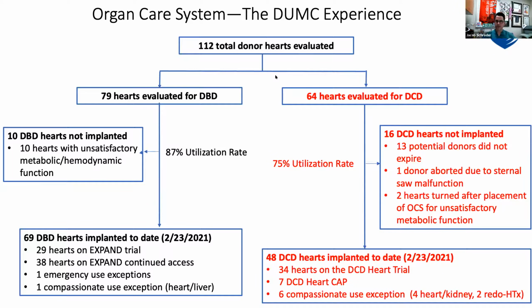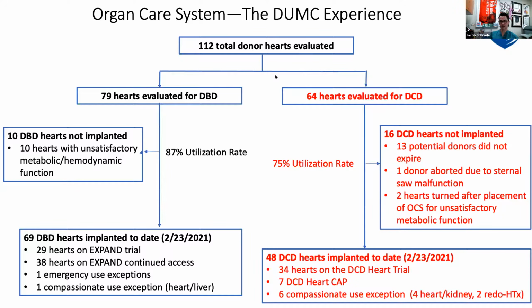To date, we've evaluated 64 DCD hearts in the trial and in the continued access protocol. 16 of those hearts were not implanted. 13 of the donors did not expire. So we've been relatively smart about the donors that we actually fly out to look at. 13 donors did not expire, so that's 20%. So 80% of the donors we've looked at have passed away, which I think is pretty good. One donor was aborted due to sternal saw malfunction, where literally the saw stopped and would not work.